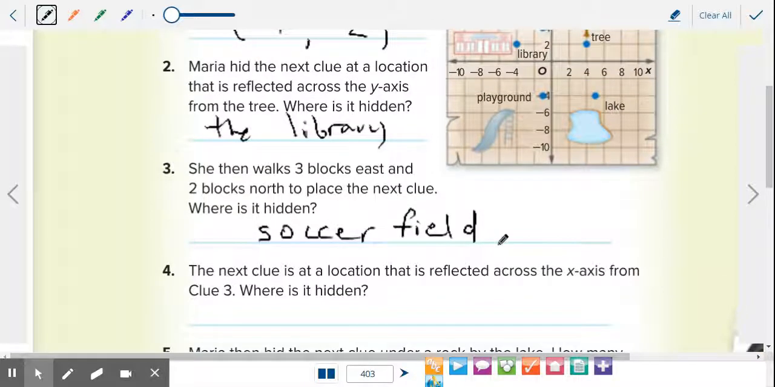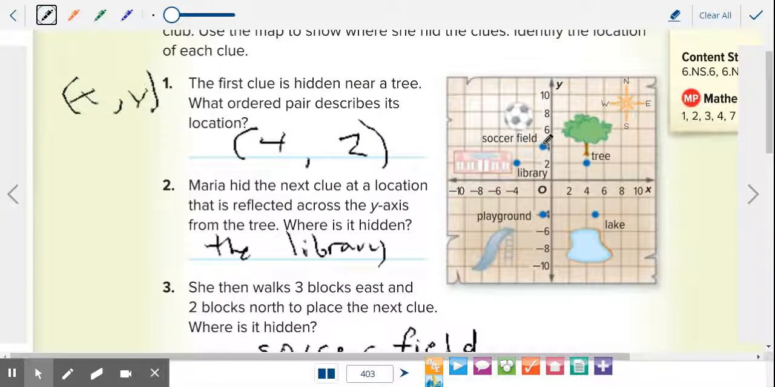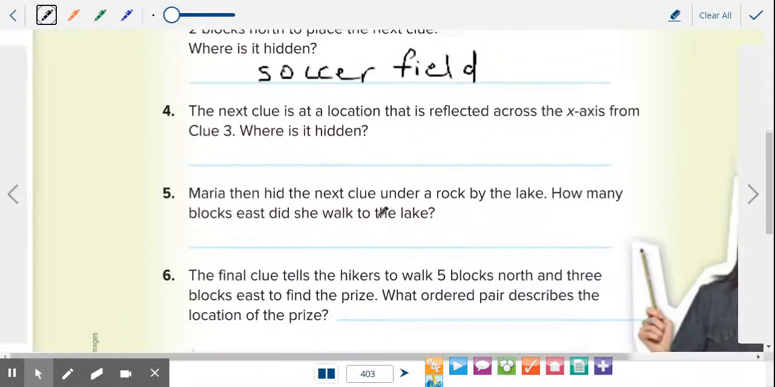So we're still at the soccer field, and it says the next clue is at the location that is reflected across the x-axis from where we were. So we're at the soccer field. We want to reflect over the x-axis. So we're going to take this dot and bring it down here. So where are we at now? If we're reflecting this dot right there, Katie? The playground.